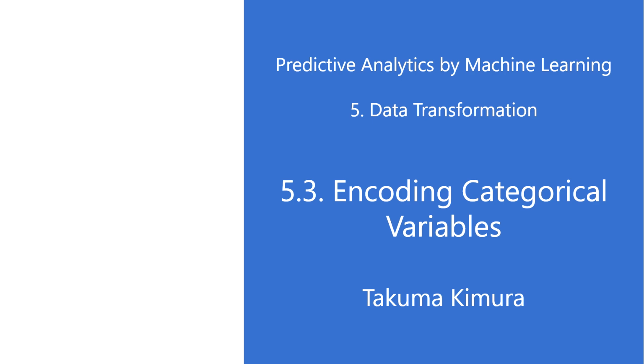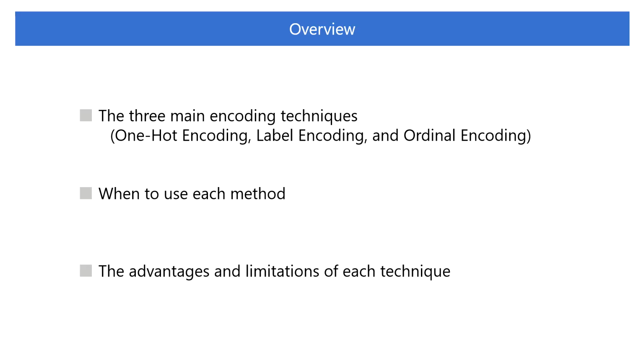Chapter 5, Section 3, Encoding Categorical Variables. Many real-world datasets contain categorical data. Since machine learning models typically work with numerical data, we need to convert categorical values into numerical representations, a process called categorical encoding. This section will cover the three main encoding techniques: one-hot encoding, label encoding, and ordinal encoding.